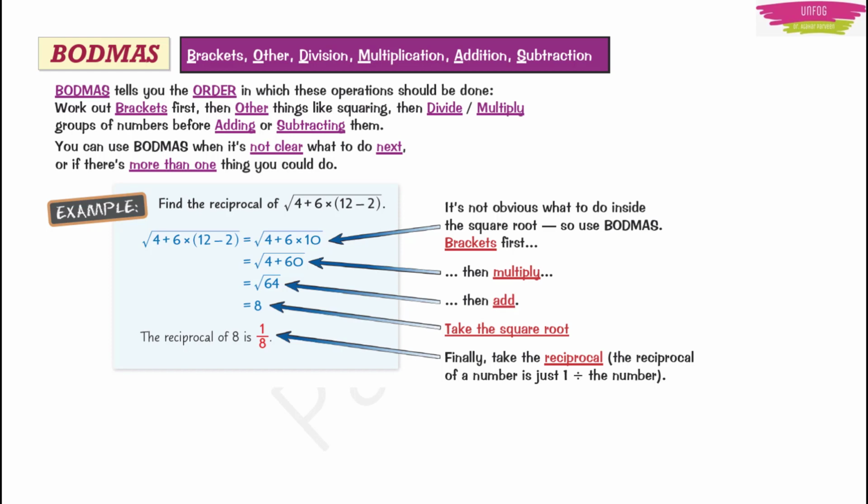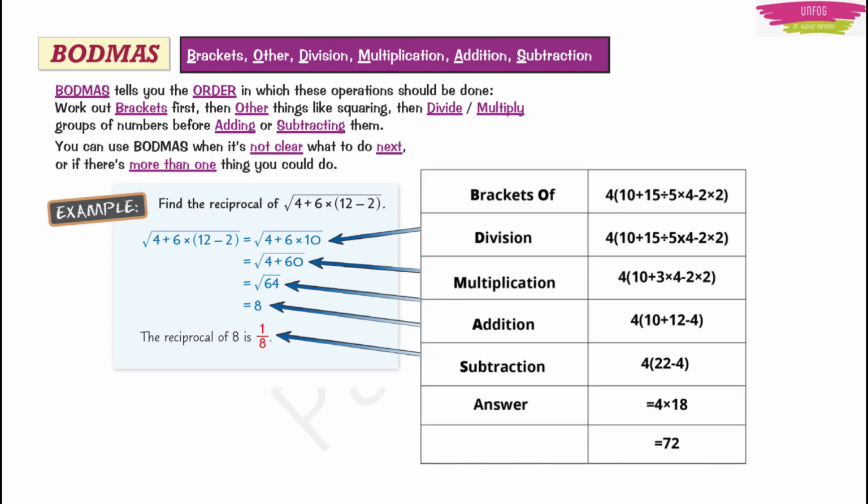That you write. Again, next is addition. 60 plus 4 is 64. Then no subtraction is there, right? If subtraction was there, we would have done subtraction here. Then the square root: just remove the square root and that will be 8. Now you have to find the reciprocal, right? So the reciprocal will be 1 upon 8. Okay. Another example I will give.